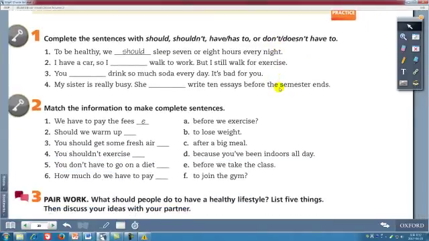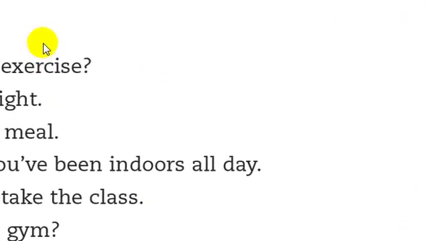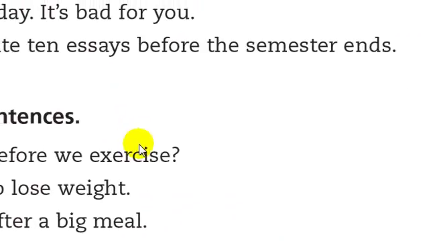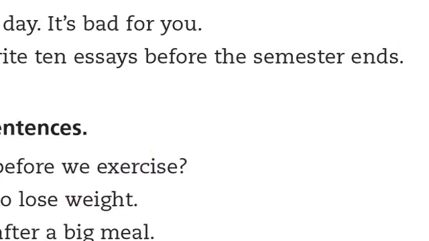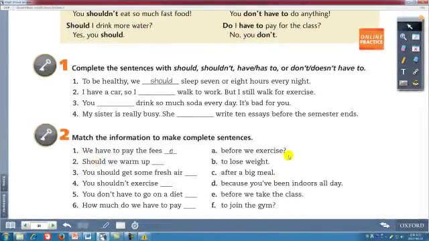Okay, part 2, match the information to complete sentences. Let's do that. We have to pay the fees before we take the class. So let's see what kind of suggestions and obligations are here. We should warm up, and we've got a modal verb right here, so we know this has got to be a question. We've only got 2 questions. So, should we warm up to join the gym?